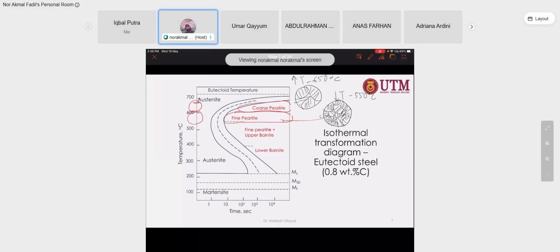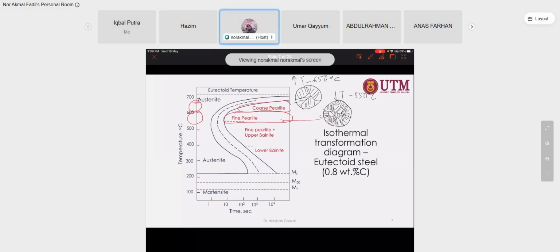To get fine pearlite, we cooling. Cooling from where? From what temperature to what temperature? At what stage? Cooling during what? Come on, this makes me understand what you are trying to deliver.